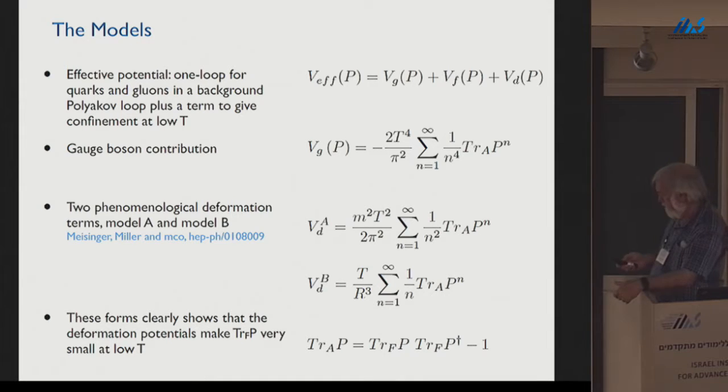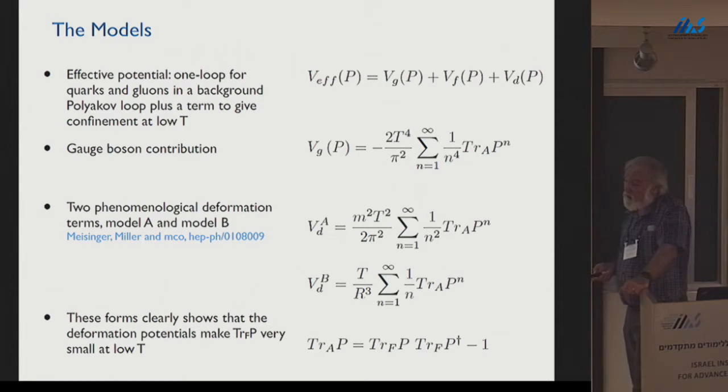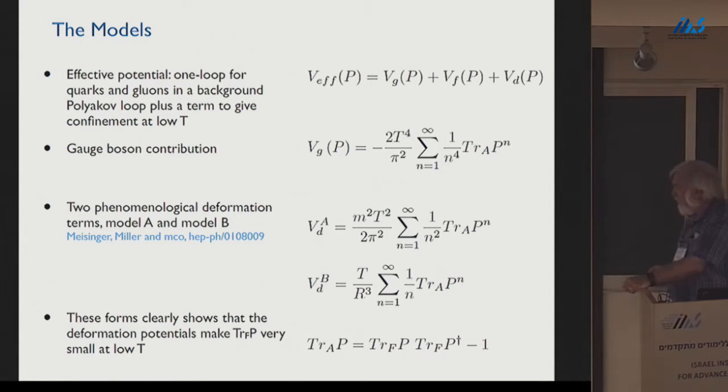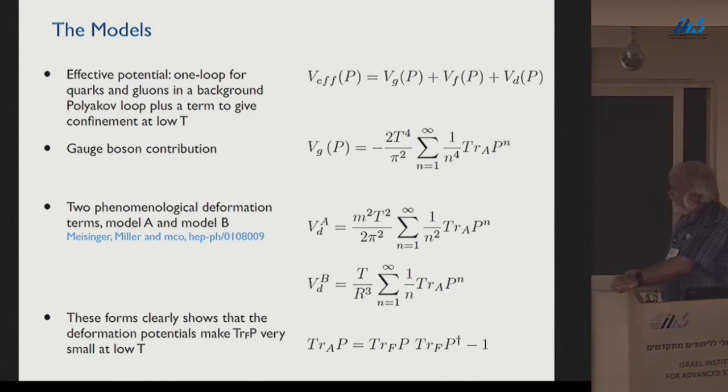These are the models. This is how they look. The effective potential is a gluonic term, a quark term, and then a deformation term, let's call it, or a confining term that will give us confinement at low temperatures and deconfinement at high temperatures. The gauge boson contribution is taken from one-loop physics, which we know is the correct description of the high temperature behavior of QCD. The deformation term will be taken to be either Model A or Model B. In the form I've given them, they look very similar.